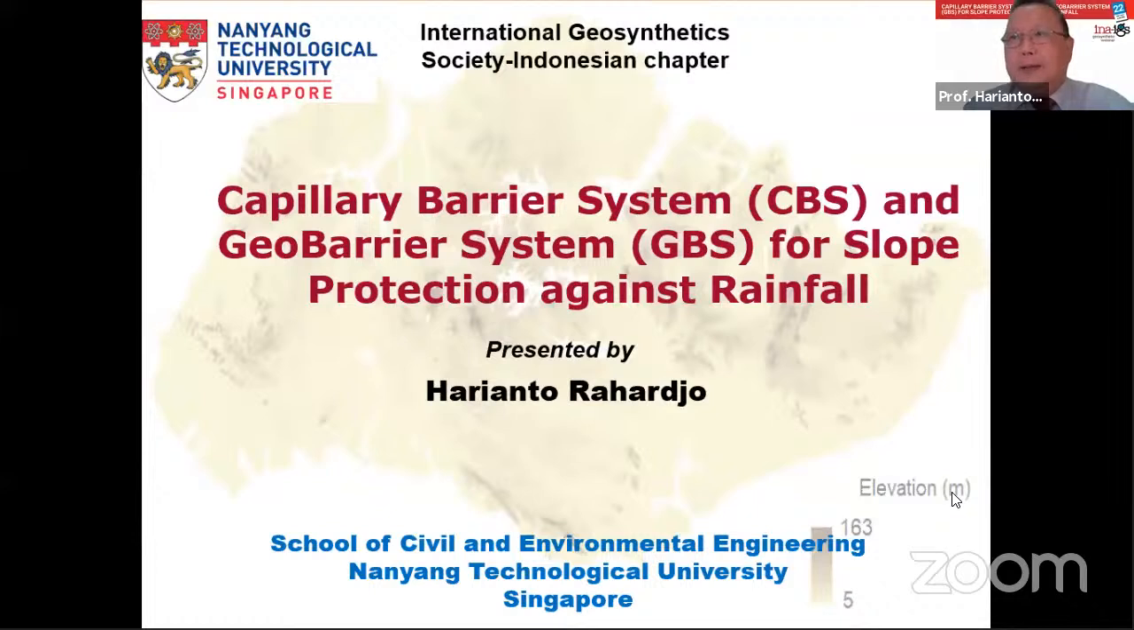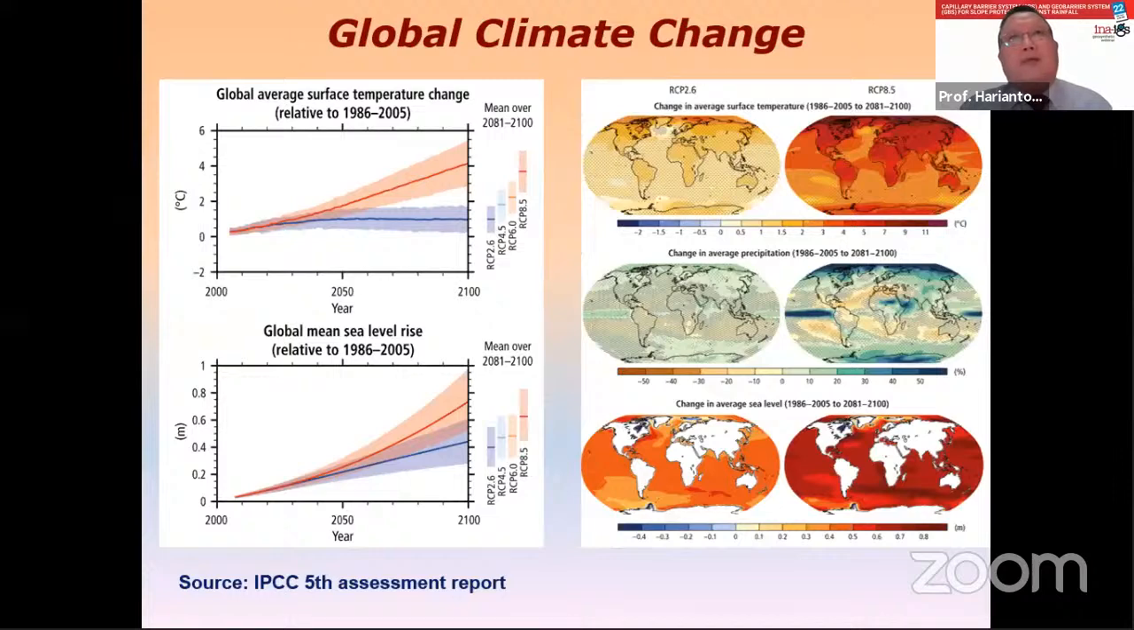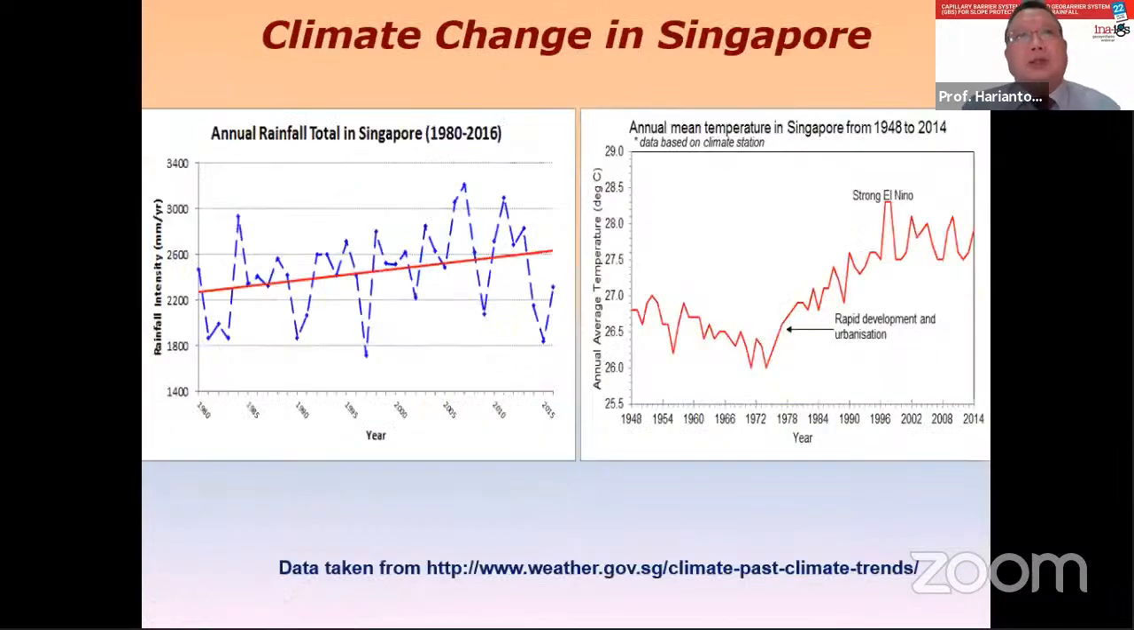All right. This is the title of my presentation on the capillary barrier system and geobarrier system for slope protection against rainfall. We are aware of the challenges forced upon us by global climate change, the increase in temperature, and depending on the different models that we have, the increase in temperature can be quite significant. As a result, the increase in annual rainfall will inadvertently occur in many parts of the world, and also in the annual mean temperature.